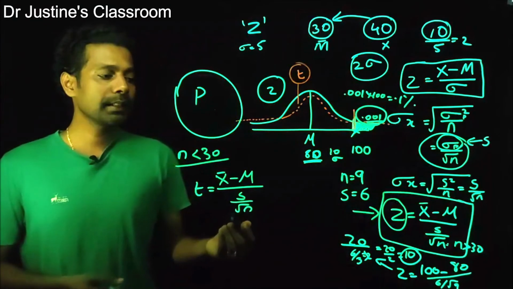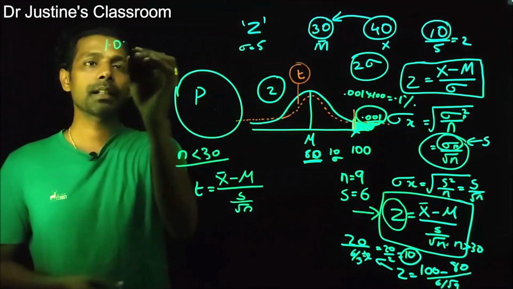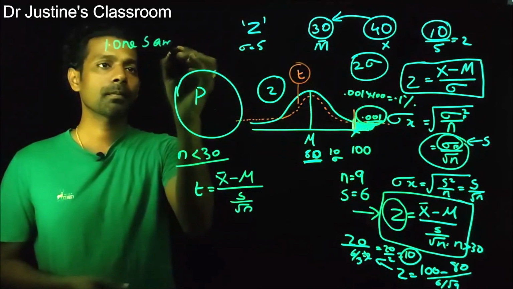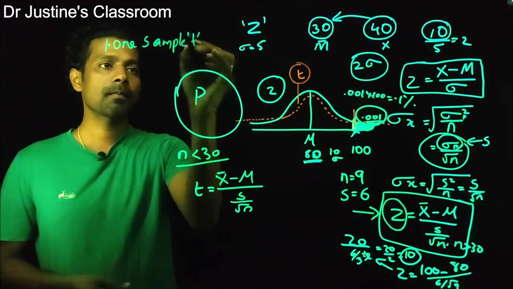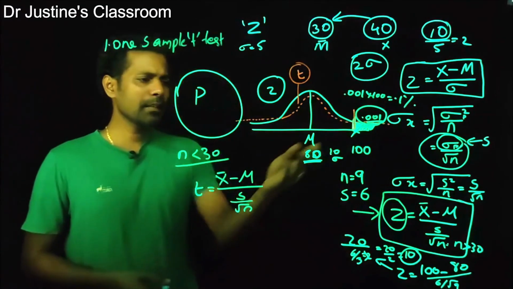So what are the different types of T test? You have basically three types of T test. One is the one sample T test. One sample T test is the same as this condition.